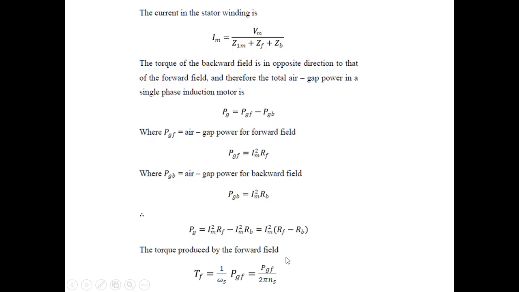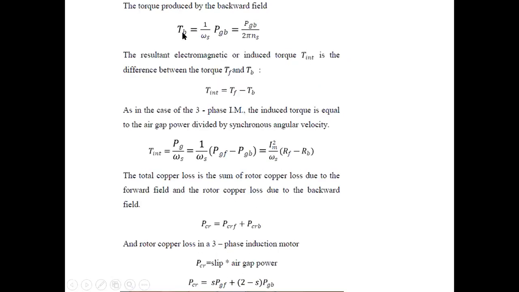And then the torque produced by the forward field will be given as this. The torque produced by the backward field will be given by this, and consequently the induced torque will be the difference between the forward torque and the backward torque. Or we can say the induced torque will also be PAG over this, or 1 over the synchronous speed times the forward air gap power minus the backward air gap power, or IM squared over the synchronous speed times RF minus RB.